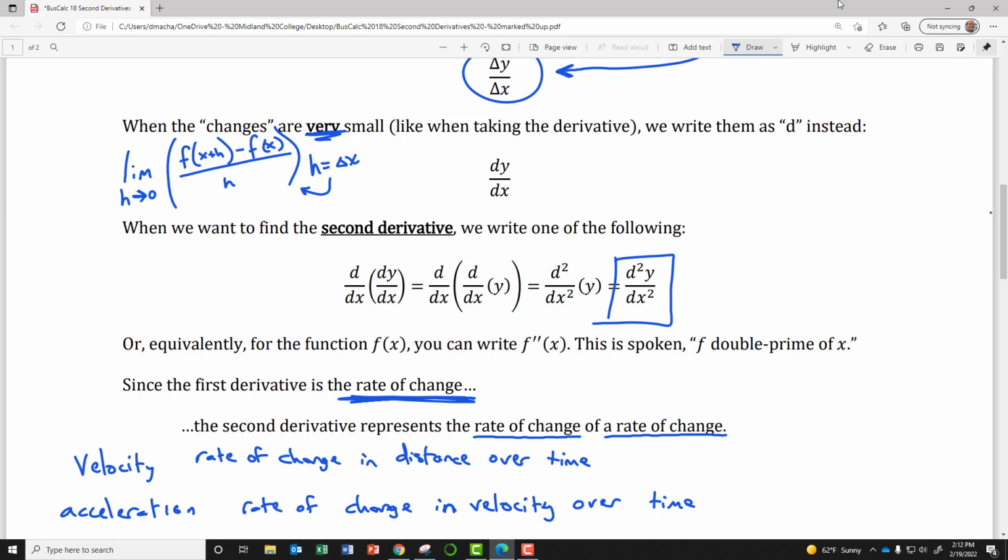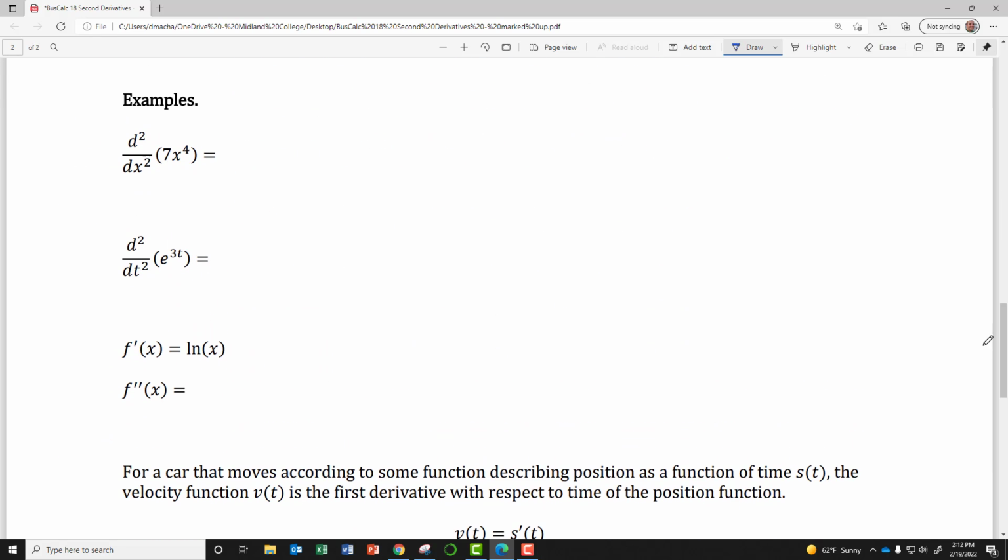Well, acceleration is a rate of change of velocity, but hey, velocity is a rate of change. And so this is what we're going to see, is that we can actually calculate acceleration as the second derivative of distance with respect to time. It's a rate of change of a rate of change. So let's do some examples.